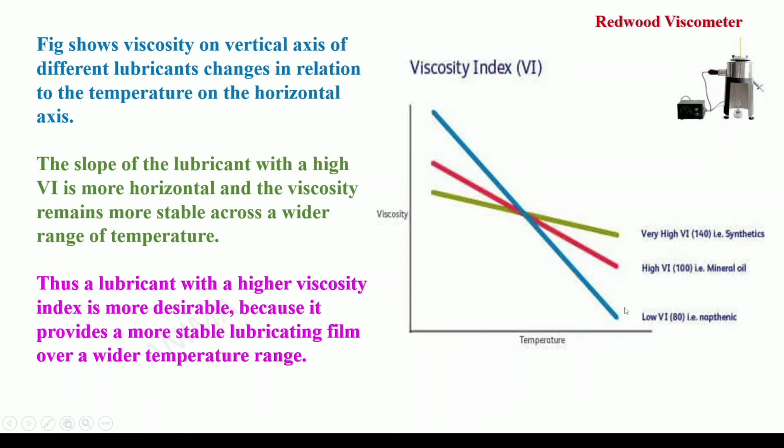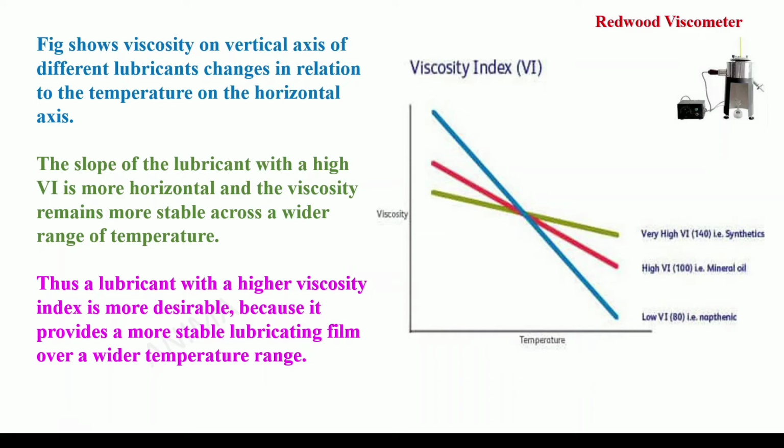Whereas the blue line shows a low viscosity index because the slope you can see is changing rapidly with the rise in temperature. So it must be a naphthenic or the Gulf oil. And the red one is not as high as the green line and not as low as the blue line. So it is a high viscosity index. It could be some mineral oil with a viscosity index of 100.